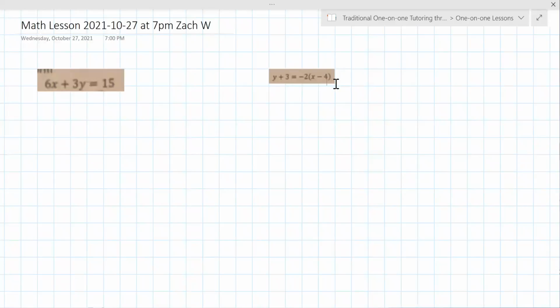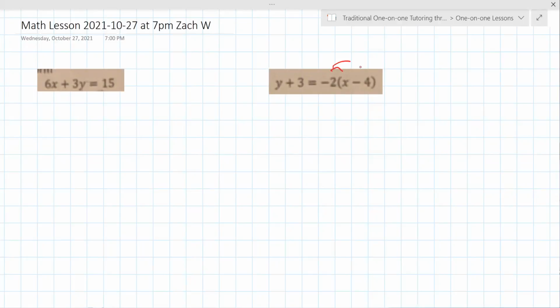Okay, so one of the only ways to determine if these are the same is to solve for y. For each of these, you need to solve for y. I guess I'll start with the second one, because the second one's a little bit easier to work with.